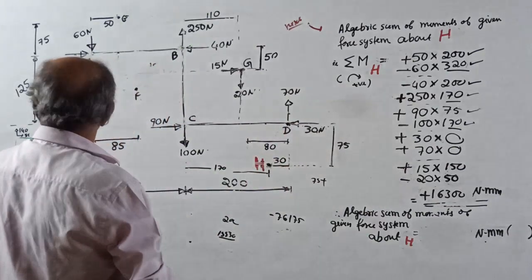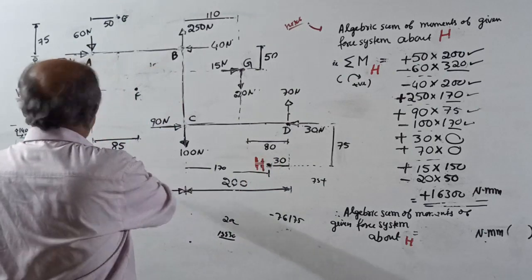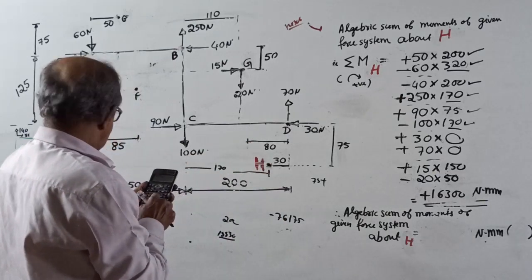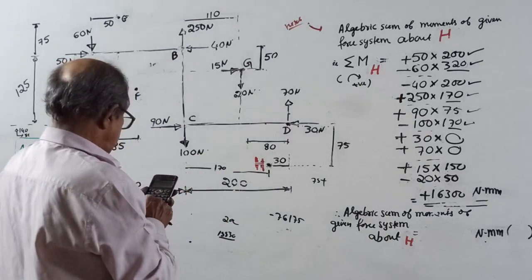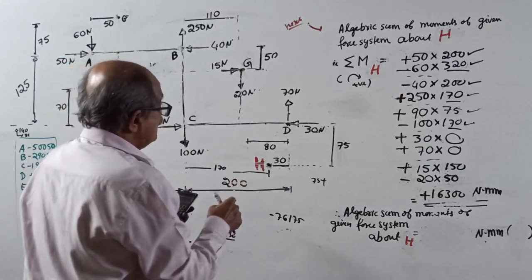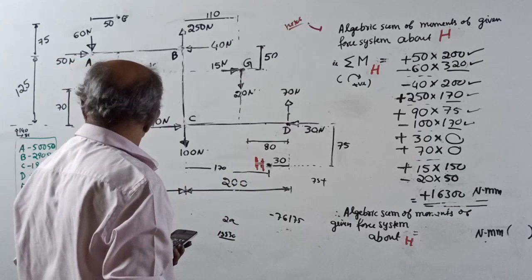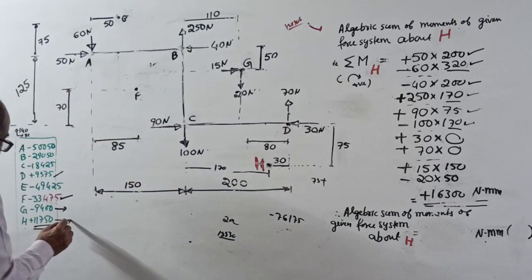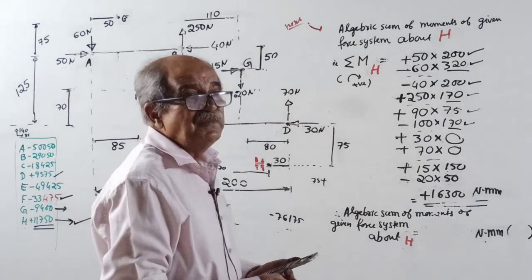If I want about H, it is 9575 about D, a force of 140 upwards here. 9575 minus 140 into, how much is it? 30 plus 85 into 75, 75. 11750. See, this answer is still correct. What I told earlier is still correct. So it is giving 16300. Therefore, again some calculation mistake.